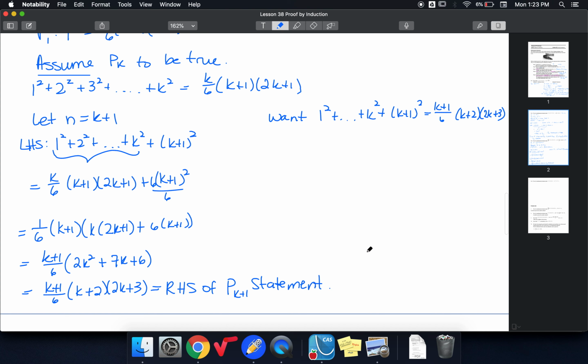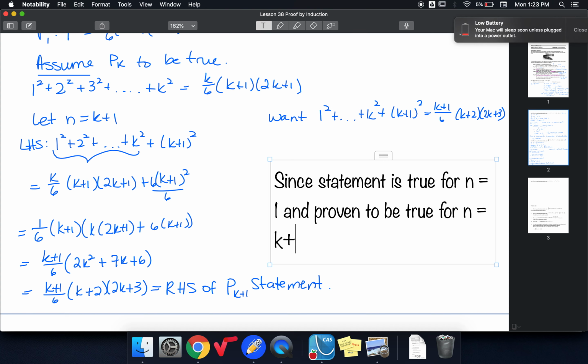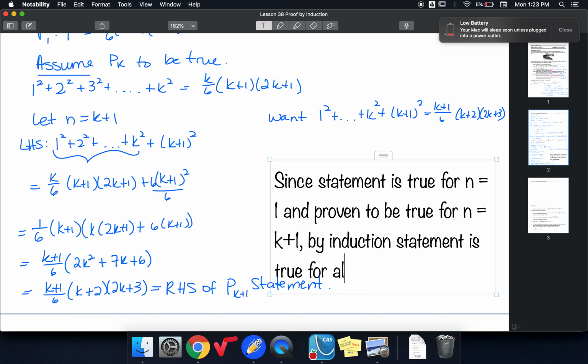And then I'm going to write my conclusion. So let me just put in a text box. Since the statement is true for n equals 1 and proven to be true for n equals k plus 1, by induction the statement is true for all k greater than or equal to 1.